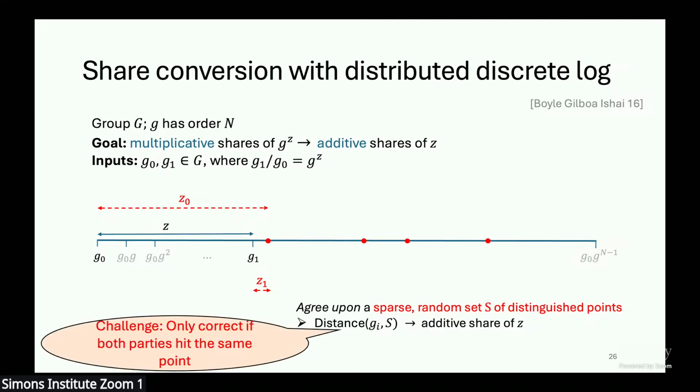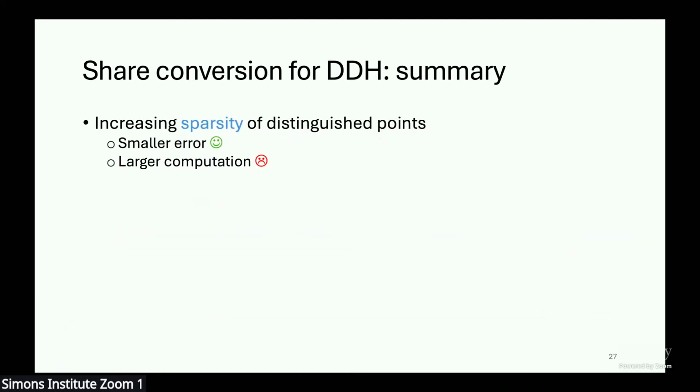Of course, the problem now is we have multiple distinguished points. It could happen that one falls in between the two parties' shares, and then they hit different points, and we have a correctness error. So now there is basically a trade-off here. By tweaking the sparsity of these distinguished points, which are used in the algorithm, if we make them more sparse, then of course we have a lower chance of error, but then we get a larger computation, and vice versa. If we want to make the computation faster, the error will blow up.